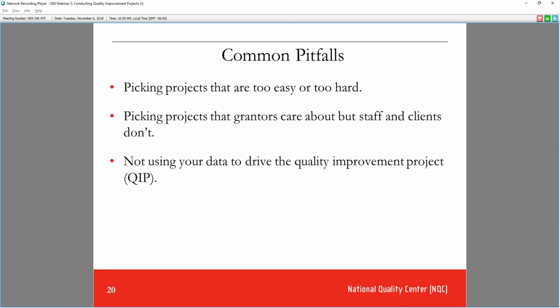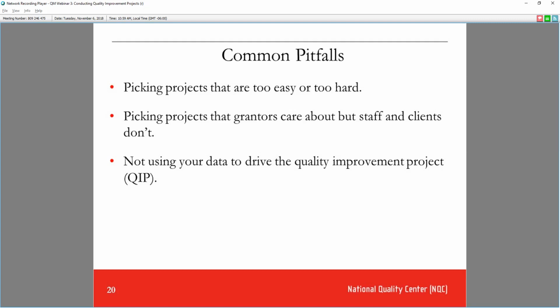Another thing that you may have some difficulty with is picking projects that are kind of given to you, to put it nicely, or forced on you by whoever, grantors, upper management, whatever. But the staff knows that this isn't really a priority and the clients don't really benefit from it, that's not a successful improvement project. Okay.